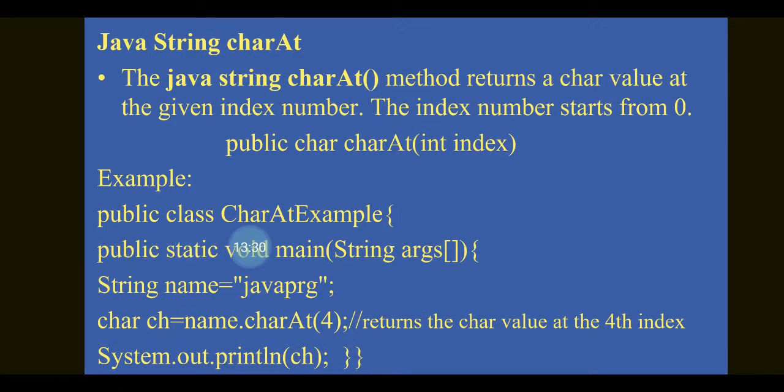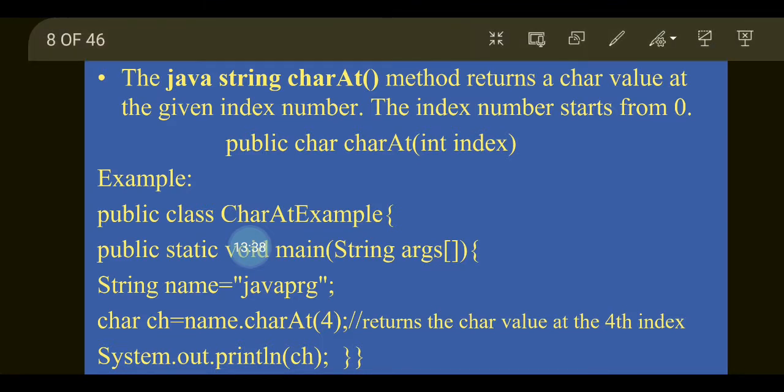The next one is the charAt method. The charAt method returns the character value at the given index number. In general, the index starts from 0. We have to remember this.